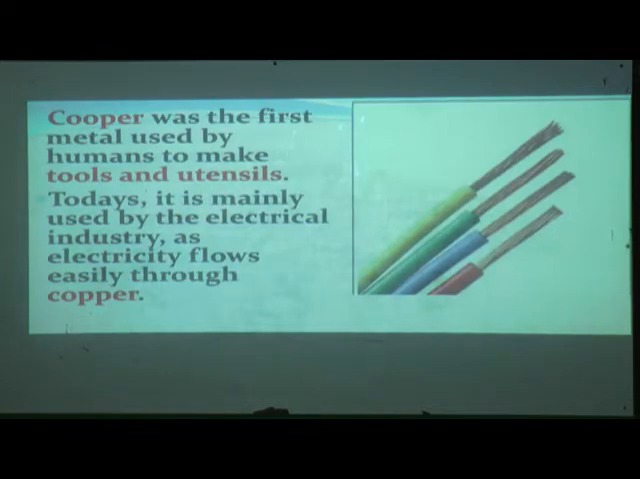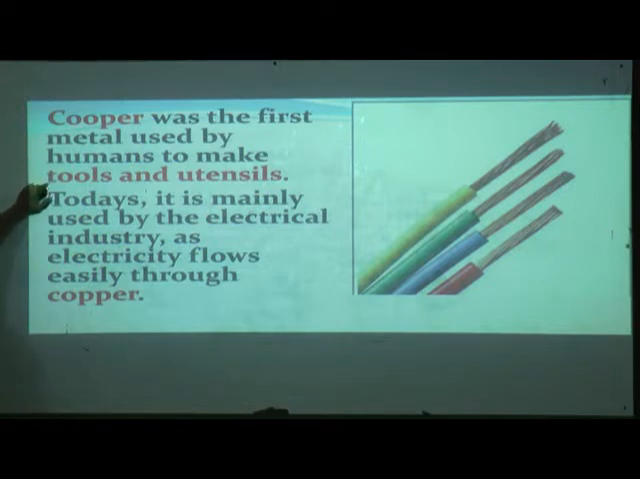Now, copper. Copper was the first metal used by humans to make tools and utensils. In olden days, copper was the first. Now we can see utensils made of aluminium, isn't it? Copper is also used nowadays, but iron also. Whereas in olden days, copper was used.